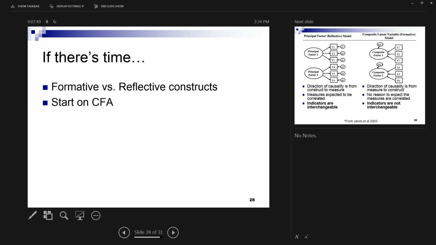Let's have a 10-minute break. We'll come back here about 1:45, and then we'll talk about formative versus reflective constructs. And then go from there.